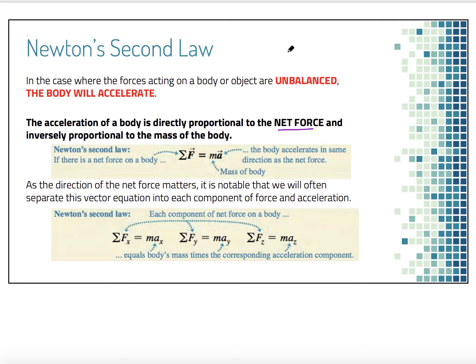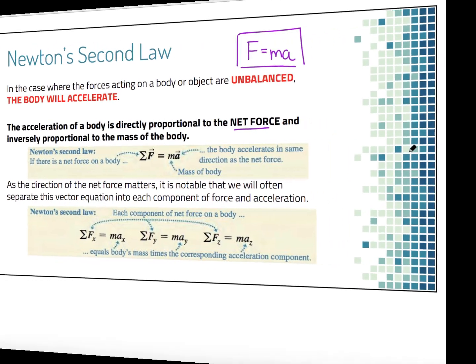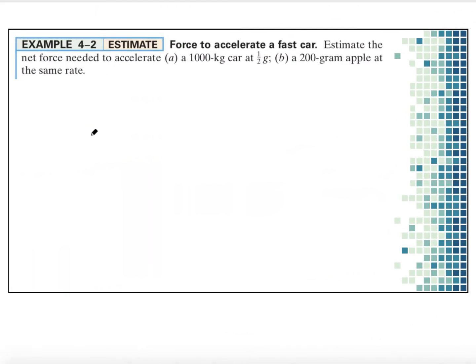So the overall important thing to know here is Newton's second law is typically just remembered as F equals ma. So let's take a look at how this law works. To do that, let's take some estimates for how much force, so net force in this case, is needed to accelerate two different things. First is a 1,000 kilogram car at 1/2 g.